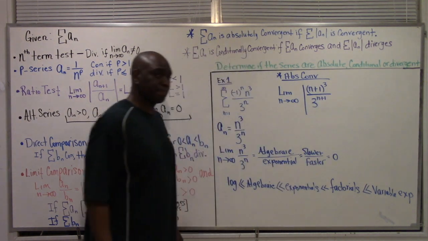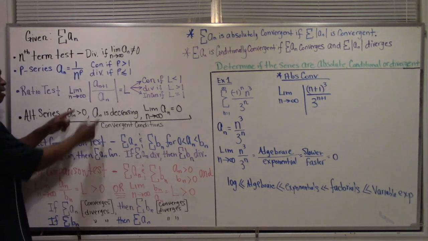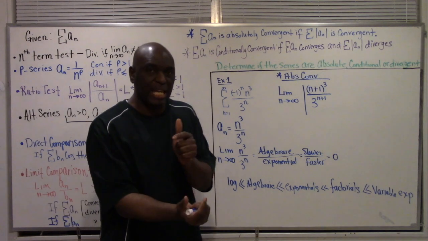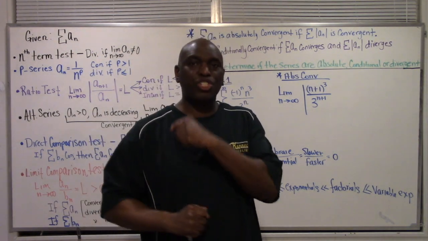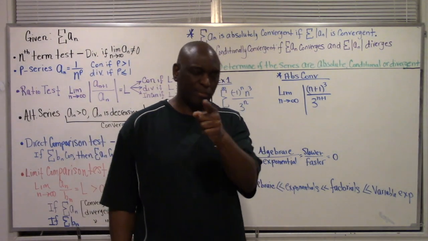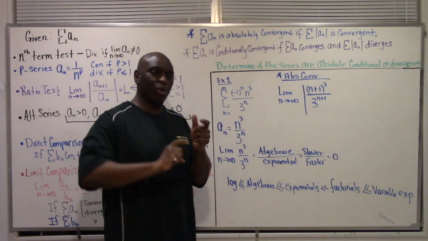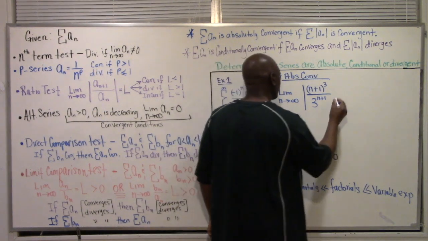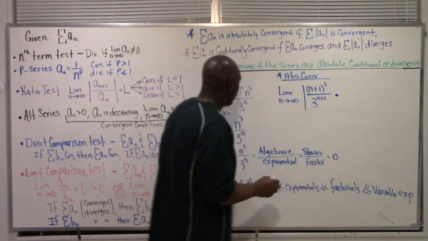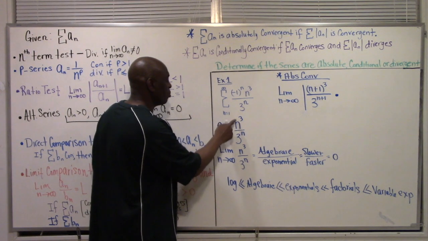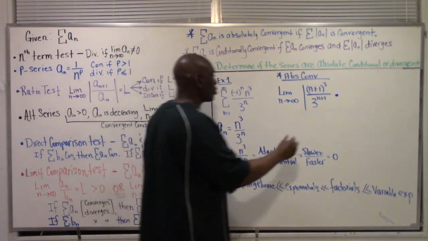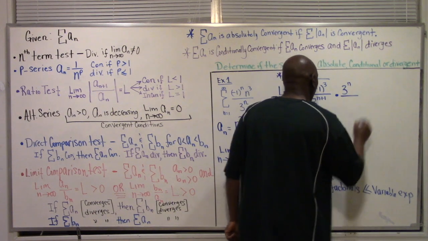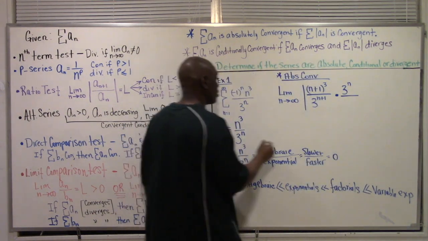See that? Now that should be divided by a sub n, but instead of dividing by a sub n, I'm going to multiply by the reciprocal of a sub n. So instead of doing n cubed over 3 to the n, I'm going to multiply by the reciprocal, which is 3 to the n over n cubed.